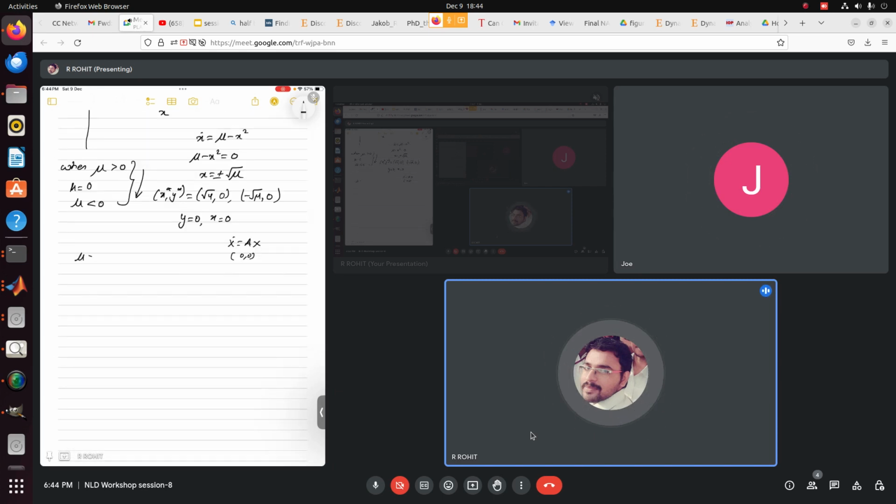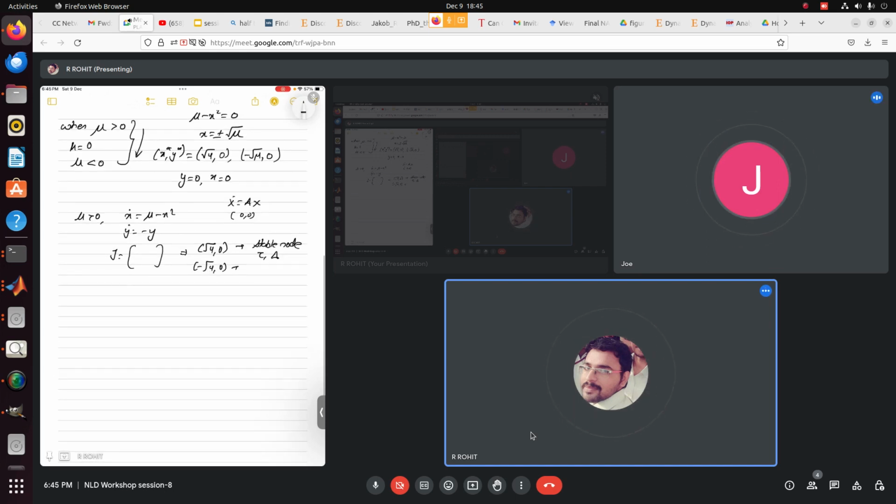So when you have mu greater than 0, you have x dot equal to mu minus x square and y dot equal to minus y. You can find the Jacobian of this, and for the given fixed points at root mu comma 0 and minus root mu comma 0, you can classify them. At plus root mu comma 0, you will have a stable node. This is found from the trace and determinant of the matrix. Since our major concern is not how we get it, I am not deriving that whole thing. The other condition you will get is a saddle node.